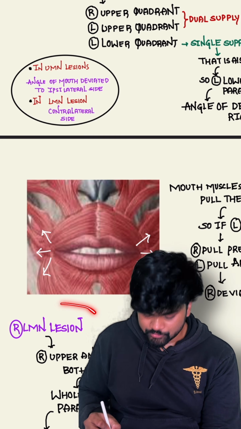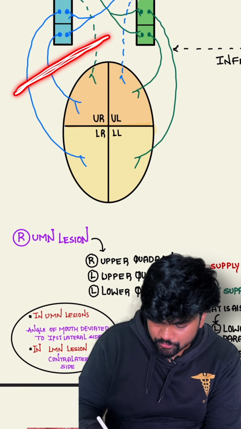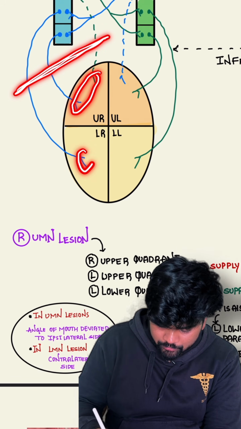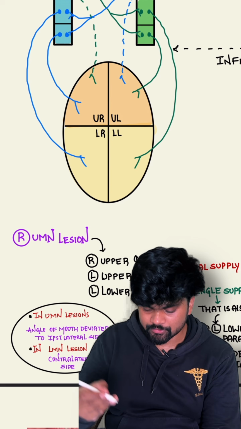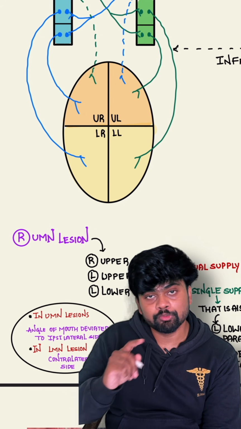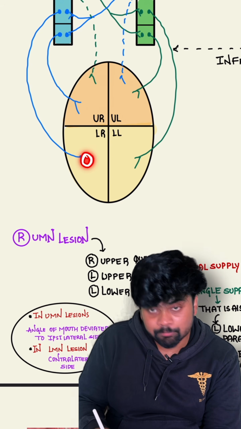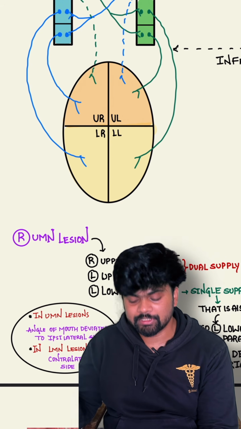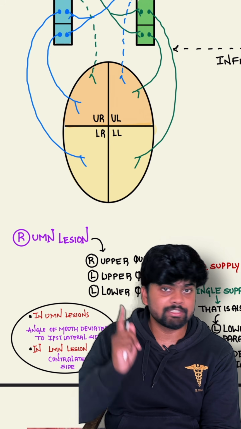I'll come back. Assume there is a right side LMN lesion, that is whole of this nerve is gone, so upper quadrant both supply is gone, lower quadrant supply is also gone, so half of the face is gone, so ipsilateral half of the face is gone. So this side angle of the mouth muscles are also gone, and this side levator palpebrae superioris is gone, so we will be having ipsilateral ptosis, and this side mouth muscles are gone, so there will be deviation to opposite side. So in LMN, deviation is towards the opposite side, in UMN, deviation is towards the same side.